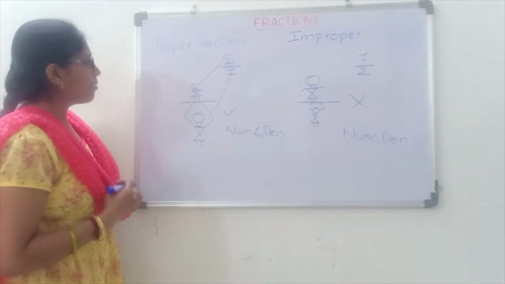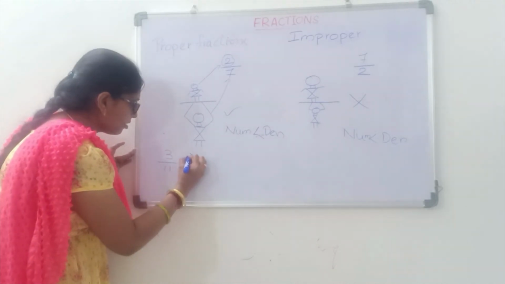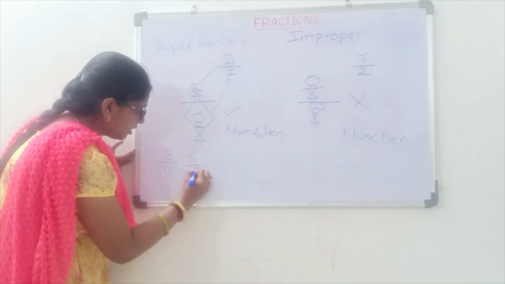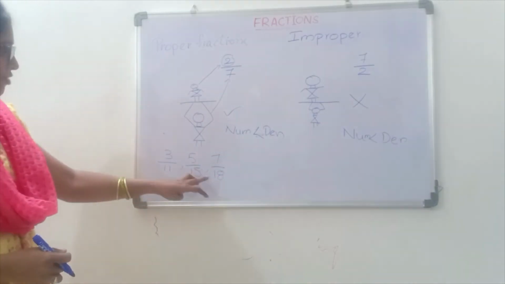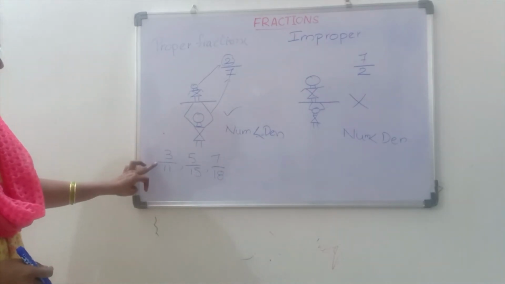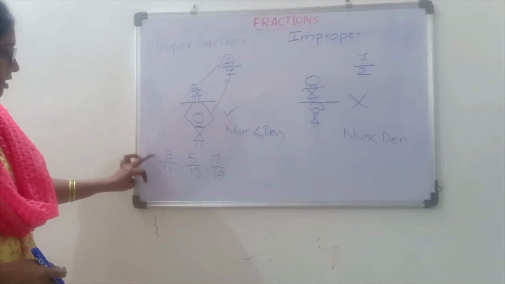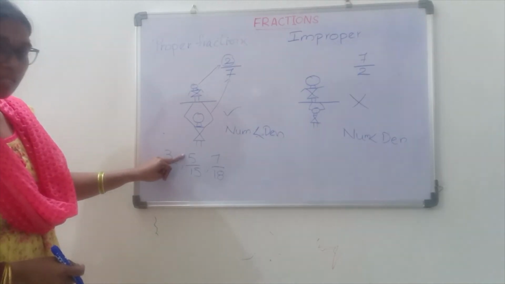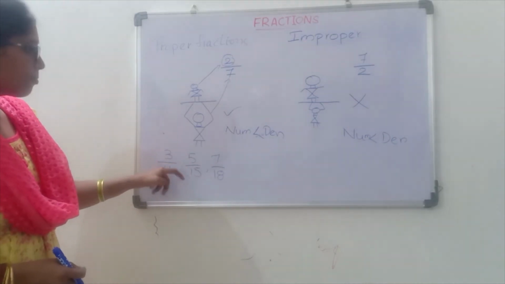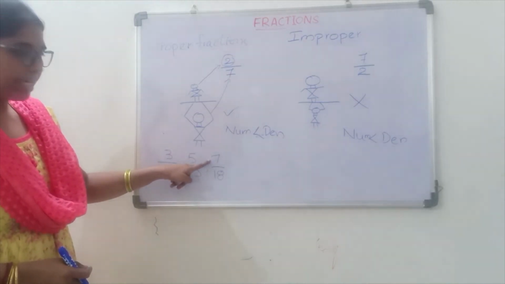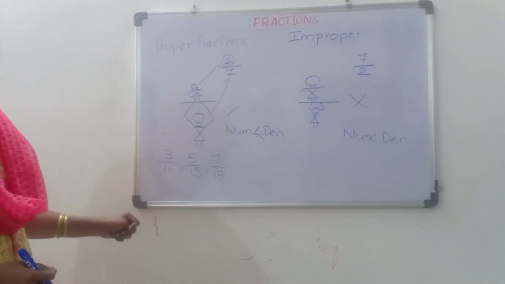Let us see some examples of proper fractions. 3 by 11, 5 by 15, 7 by 18. See, in all these fractions, numerator is less than denominator. In 3 by 11, 3 is the numerator, 3 is less than 11. So, it is a proper fraction. Here, numerator is 5, numerator is less than denominator. So, 5 by 15 is a proper fraction. 7 is in the numerator and 7 is less than the denominator 18. So, 7 by 18 is a proper fraction.